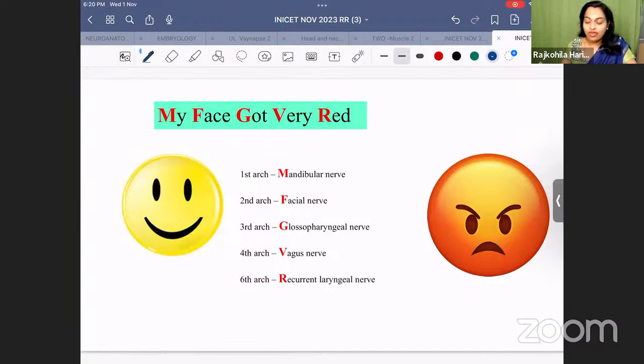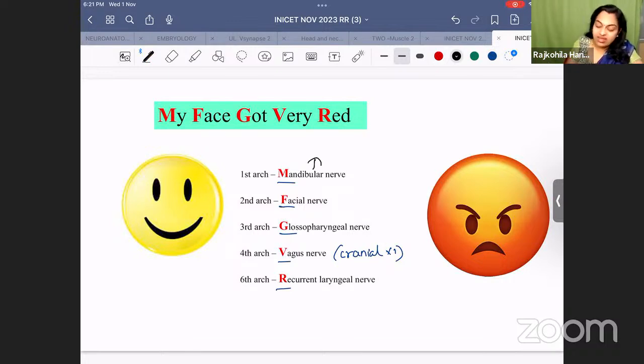Nerve of the first arch, mandibular nerve. Second arch, facial nerve. Third, glossopharyngeal nerve. Fourth, vagus. And sixth, recurrent laryngeal nerve. The cranial part of the accessory nerve we can include here. How to remember the muscles innervated by the mandibular nerve?